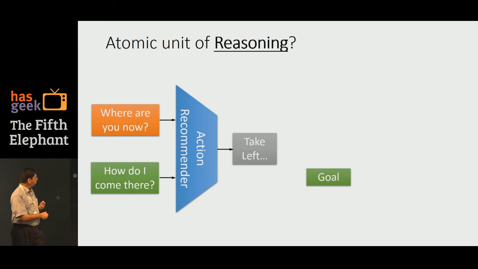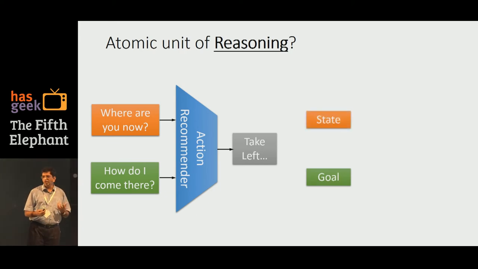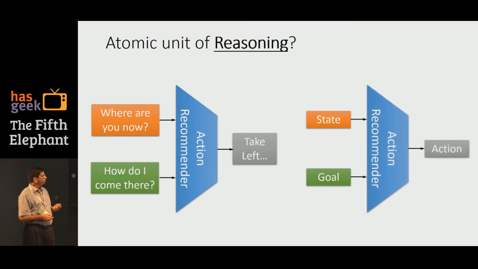So the idea is you have a goal, right? I have to come there. And you have a state, where are you now? And then you have to decide what the action is. So this is the building block. If you think about backpropagation, what is the building block? A neuron. Think of this unit as the building block of reasoning. You can build any kind of complex reasoning system by putting a whole bunch of these units together, right? So the real goal is how do we think about goals and actions, how do we represent them, and how do we learn this box over time?